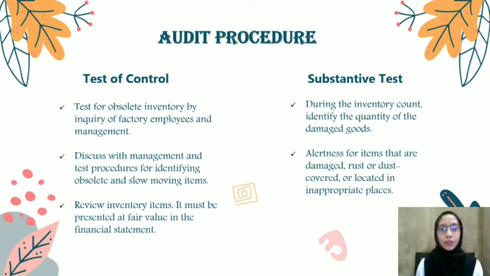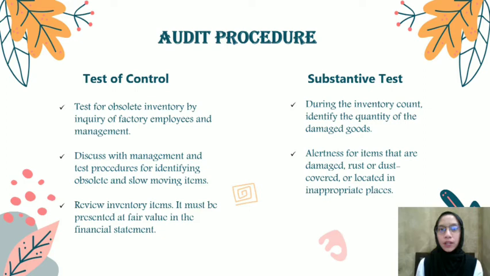And as usual, we have two types of audit procedure, which are test of control and substantive test. For test of control, the auditor will test for obsolete inventory by inquiry of factory employees and the management. And then the auditor will discuss with the management and test procedures to identify the obsolete and slow-moving items. Other than that, the auditor will review the inventory. He must make sure that all the inventory is recorded at the fair value in the financial statement.